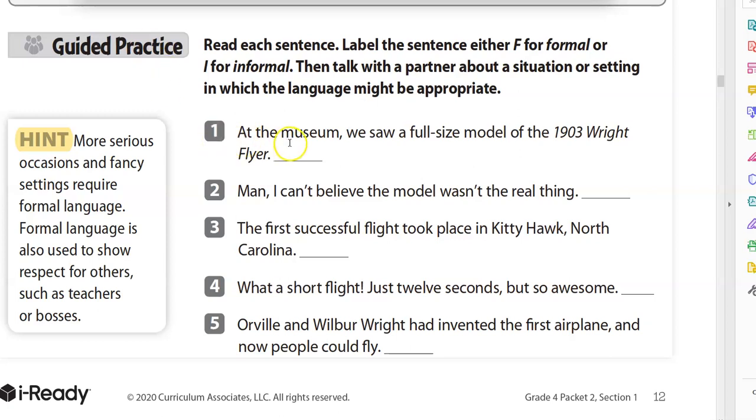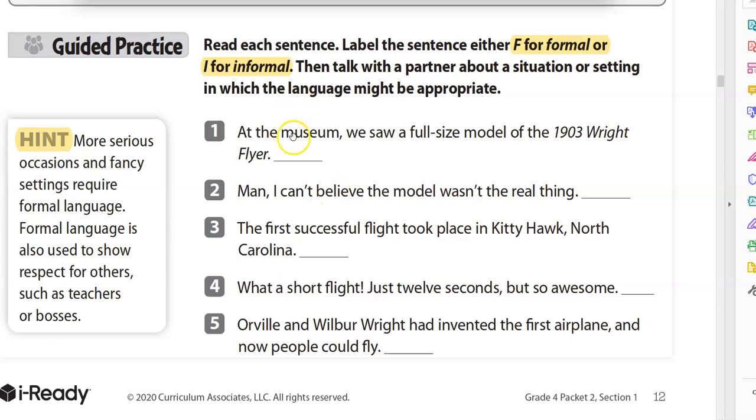Number one says, at the museum, we saw a full-size model of the 1903 Wright Flyer. So our job here is to decide, are we going to write an F for formal or an I for informal? Some of the things we should be thinking about is, does this sentence have any slang expressions like hey, awesome, or cool? Is this sentence a complete sentence? Does the sentence have a lot of contractions in it?